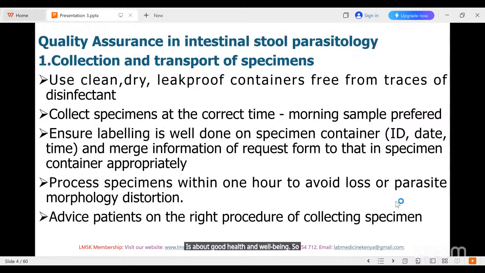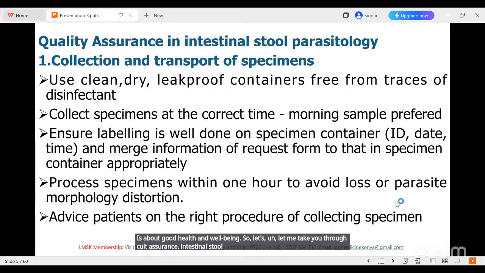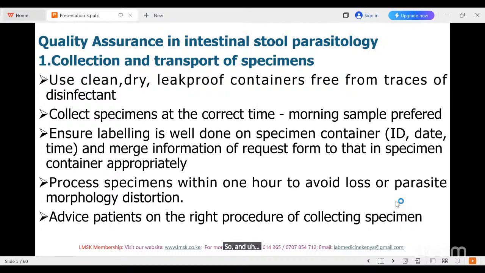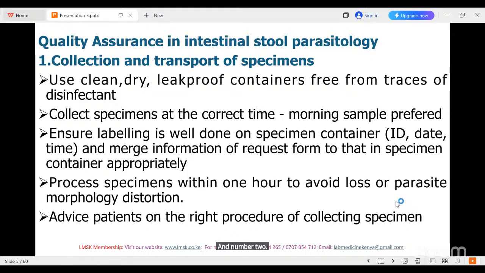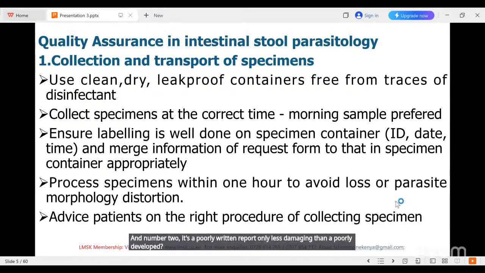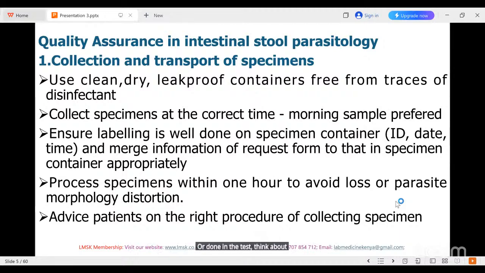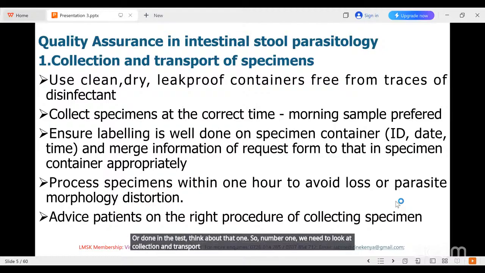So let me take you through quality assurance in intestinal stool parasitology before we look at the methods. Before that, I want you to think about this logically. One, could you trust the results from a poorly maintained microscope, for example? And number 2, is a poorly written report only less damaging than a poorly developed or done test? Think about that one.